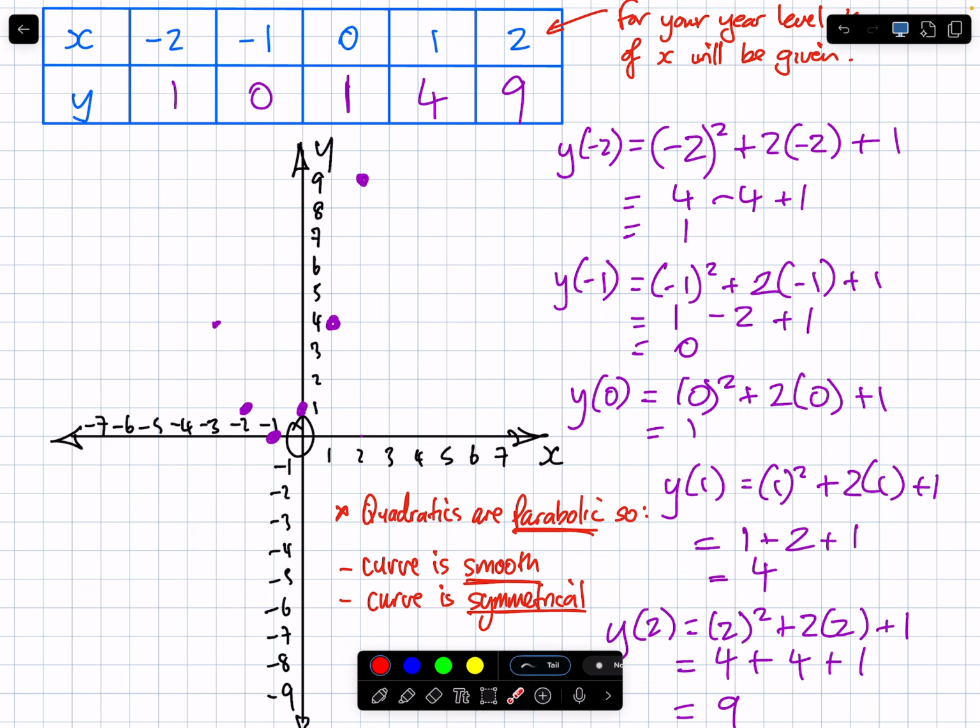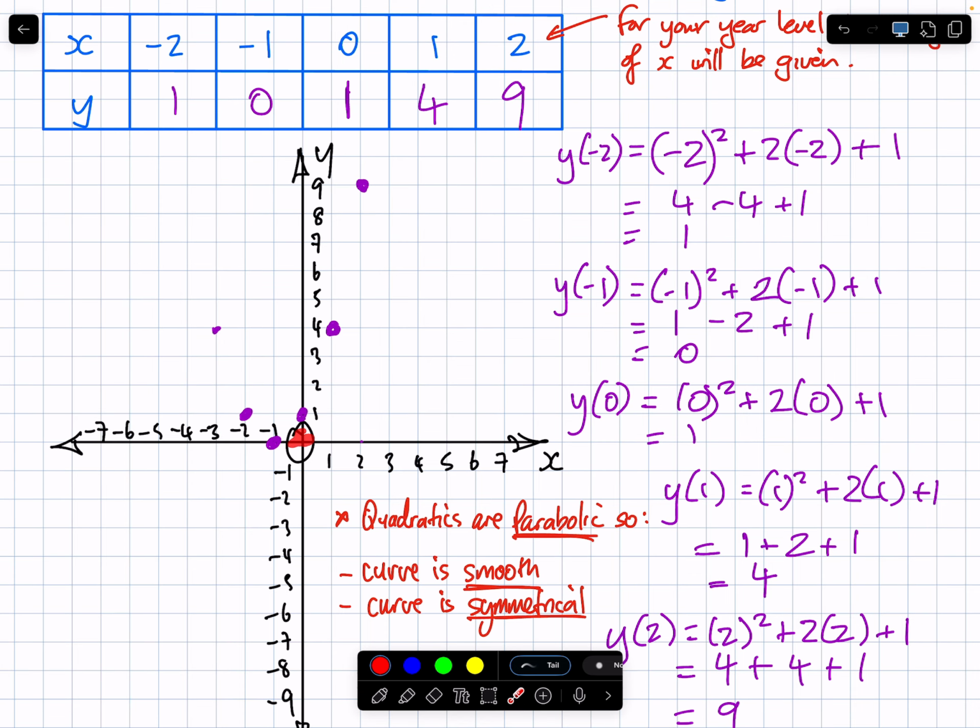Someone else? One more. I'm at the origin. Where do I go to match the highest dot? Negative 2, 9. Yes. Why is that useful? It helps me trace it.